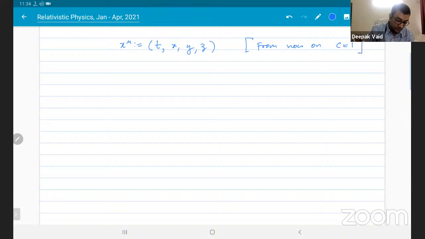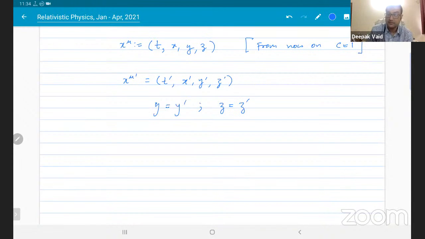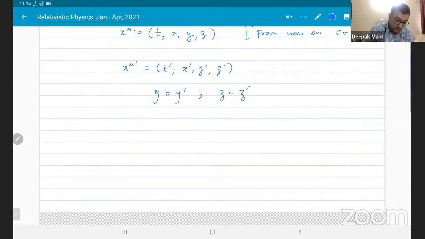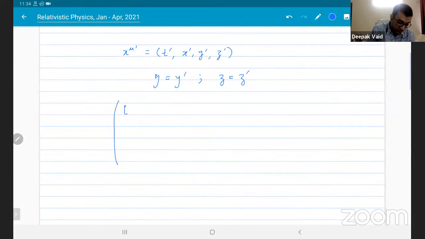So the same point as seen by the other moving observer will be some x mu prime: t prime, x prime, y prime, and z prime. And so the full Lorentz transformation is the 2 equations for x and t, but also the remaining two equations for y and z, which is that these are just equal. So if I want to write down the full transformation, how do I do that? Well, I write this as a 4 vector, and the components of the 4 vector as follows.